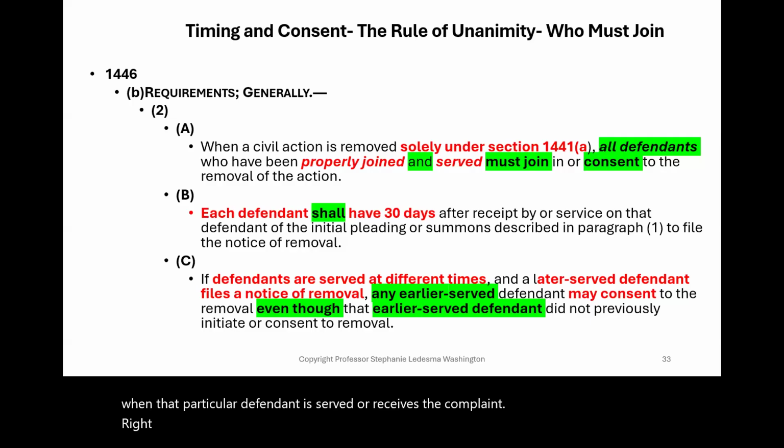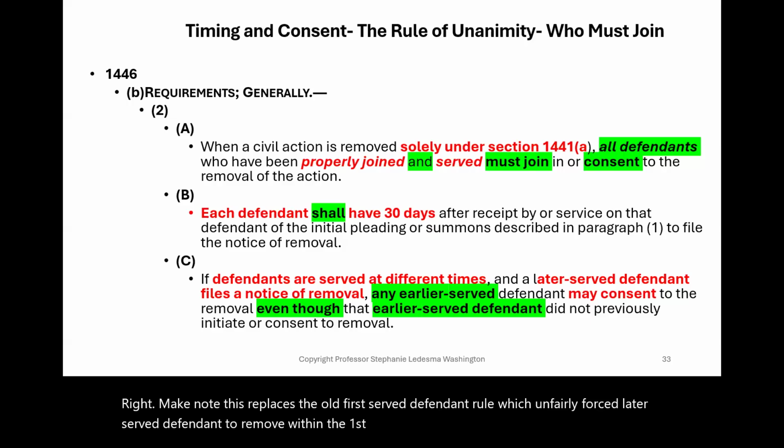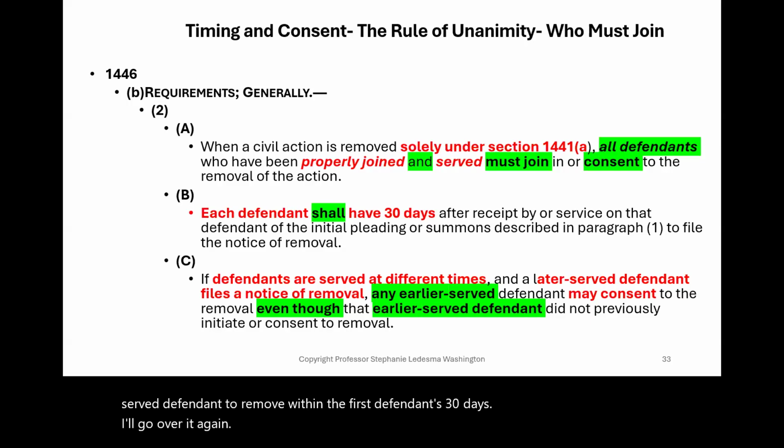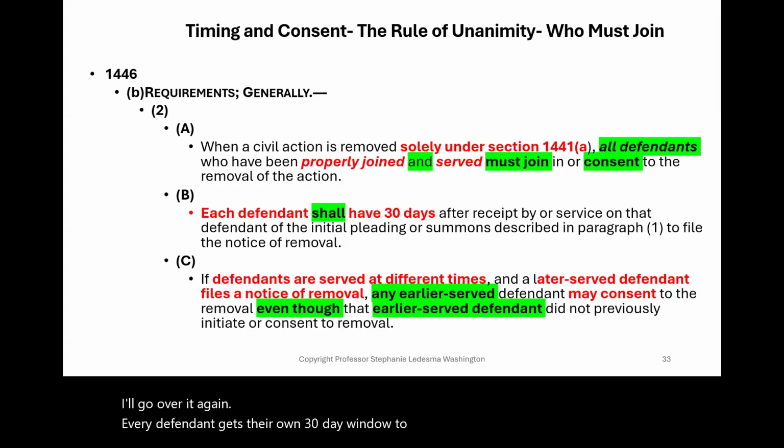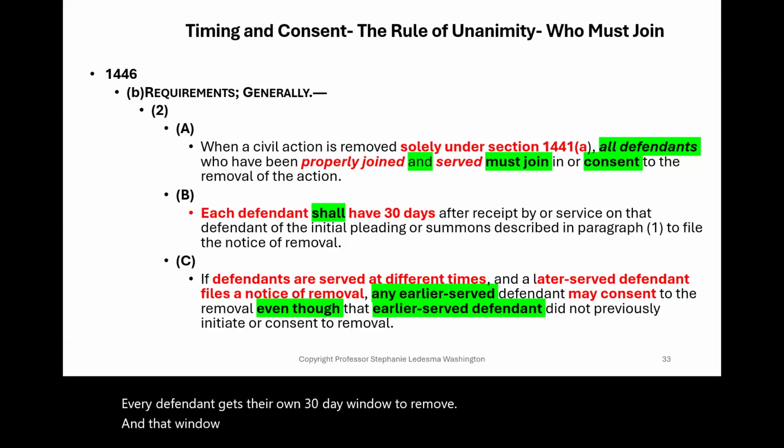Make note, this replaces the old first-served defendant rule, which unfairly forced later-served defendants to remove within the first defendant's 30 days. I'll go over it again. Every defendant gets their own 30-day window to remove, and that window is measured from when that particular defendant is served or receives the complaint. Got it? Yeah? All right.